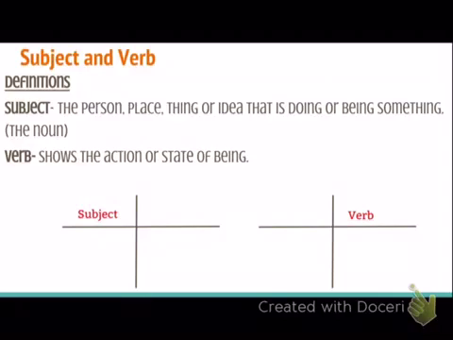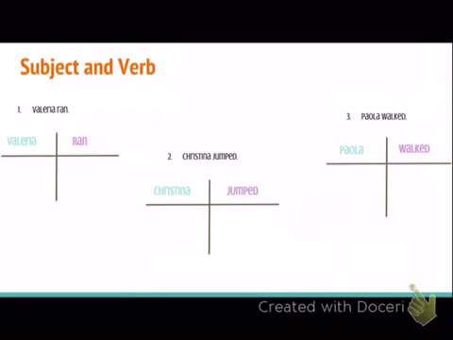You're always going to put the subject right here on our first line. And then our verb we will always put beside the subject, right here. And there will always be a long vertical line passing through the horizontal line. We're going to do some examples of subject and verb.